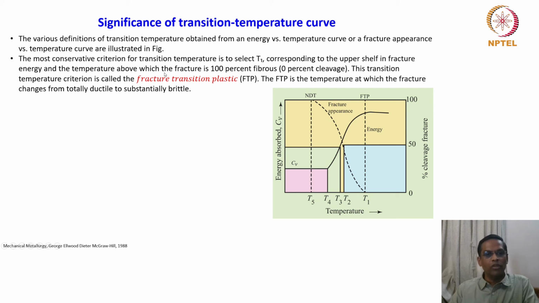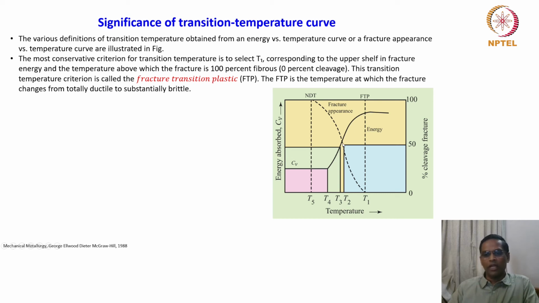T1 is the temperature above which the fracture is 100% fibrous, that is 0% cleavage. This transition temperature criterion is called fracture transition plastic, that is FTP. The FTP is the temperature at which the fracture changes from totally ductile to substantially brittle. So this is one very conservative criterion.